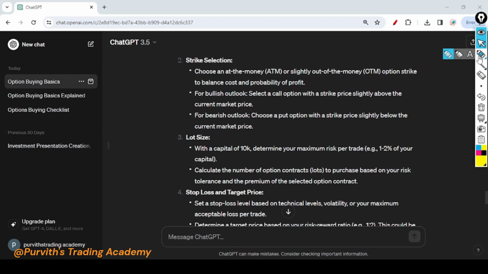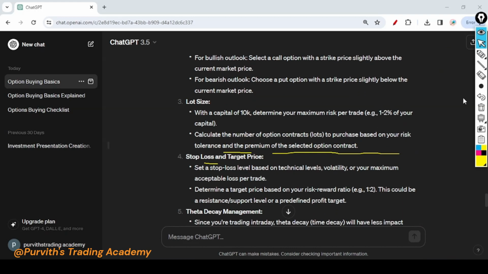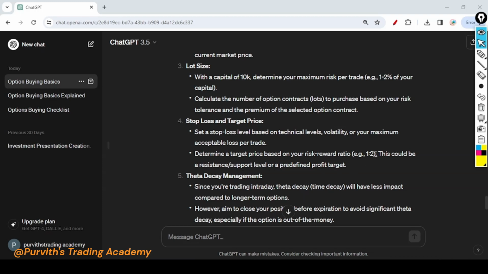Then lot size. We can observe over here. Capital of 10k, determine the maximum risk per trade. Example, 1 to 2% of your capital. Based on that, we can decide our lots. Then stop losses. Based on that risk reward and all, we have to fix the stop losses. Right? Stop loss of 1 to 2 minimum we have to target. If not, you will be thrown out of the market very soon if you are not maintaining proper risk reward.